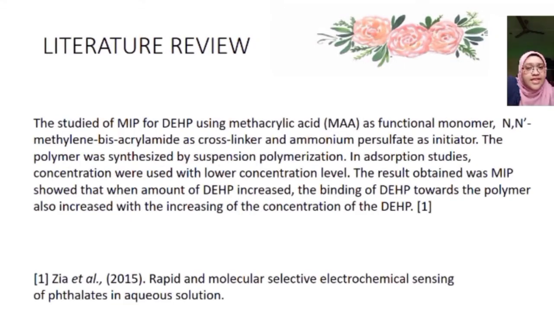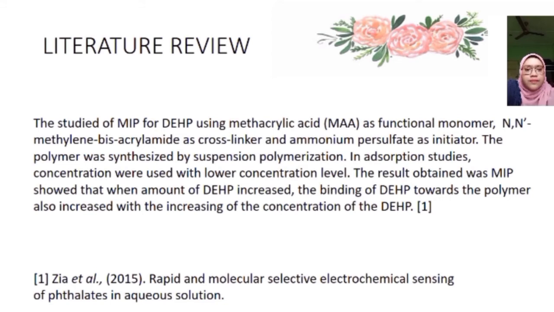From previous studies, Xia et al. studied MIP for DEHP using methacrylic acid as functional monomer, N-methylene bisacrylamide as crosslinker and ammonium persulfate as initiator, and this polymer was synthesized by suspension polymerization. So, in the absorption study, it shows that when the amount of DEHP increases, the binding of DEHP towards the polymer will also increase.